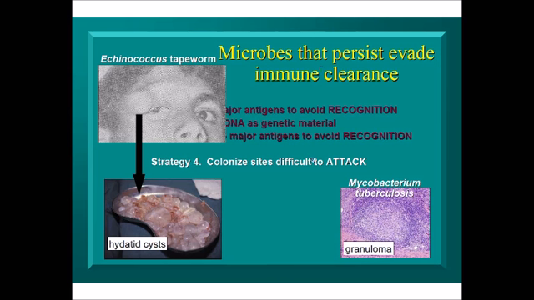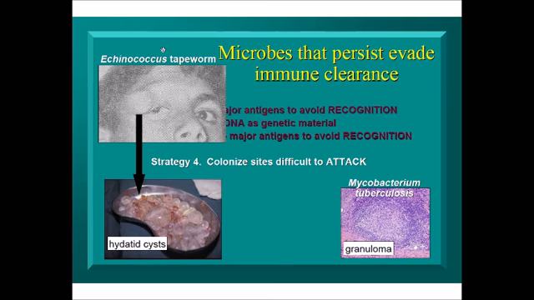A 4th strategy is to colonize sites in the body that are very difficult to attack. Maybe the most common example of this is tuberculosis. The microorganism is inside these things in the lungs called granulomas. It gets walled off by the immune system in the form of a granuloma. And it's a compromise. The immune system has walled this off and contained it, but the microorganism lives in here happily for years, decades. And at a later point in time, particularly if there's injury to the lung, it can come back out and cause tuberculosis again.